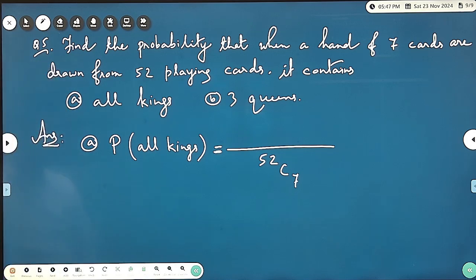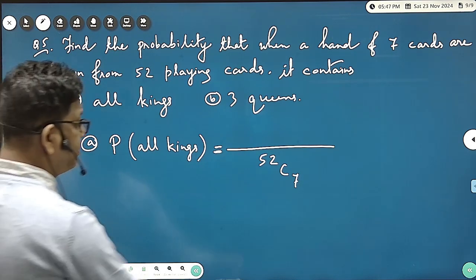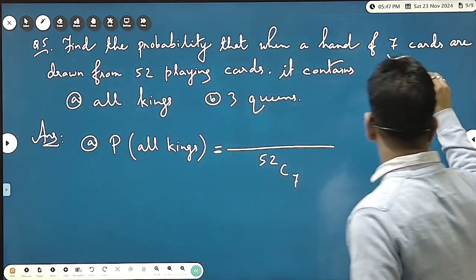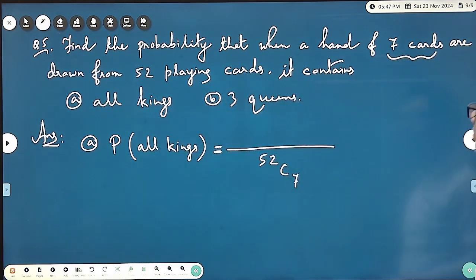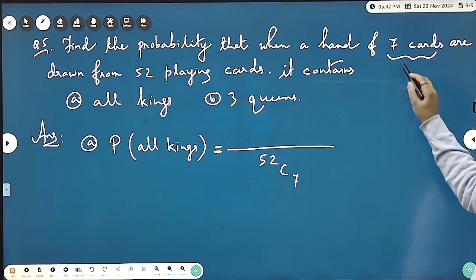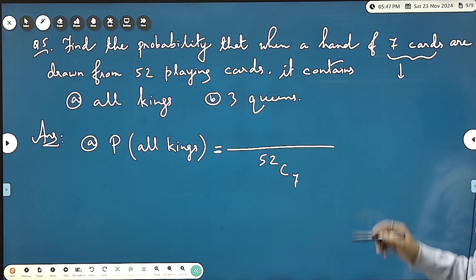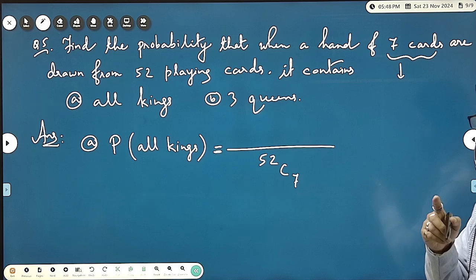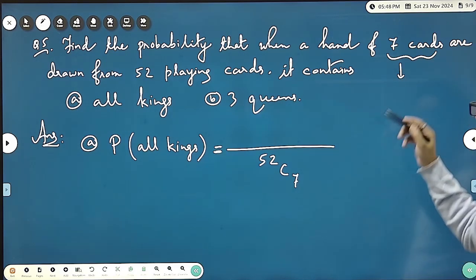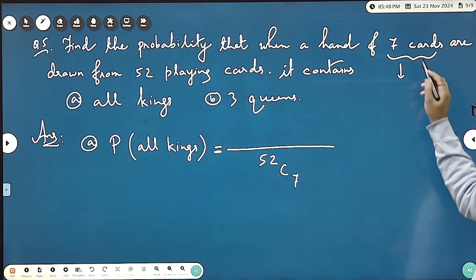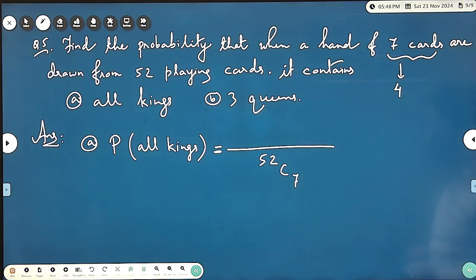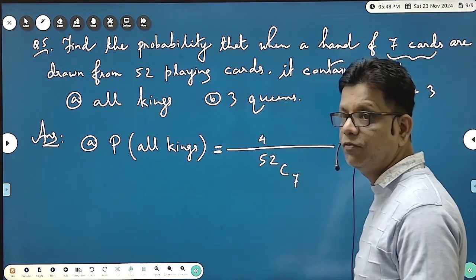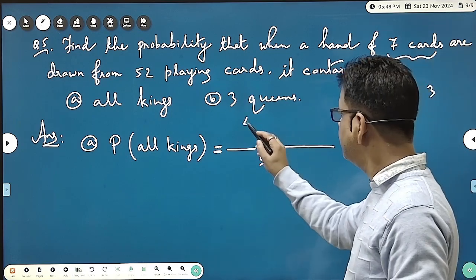Okay, now look at the first one. The numerator is confusing. When you get the 7 cards, please try to understand this: in those 7 cards, all kings should come. Do you remember yesterday how many kings there are in all? 4. Do you have any idea about playing cards? So out of the 7, all 4 kings should be there. How many extra cards should be there? 3. That's 4 plus 3, 7. Yes or no?